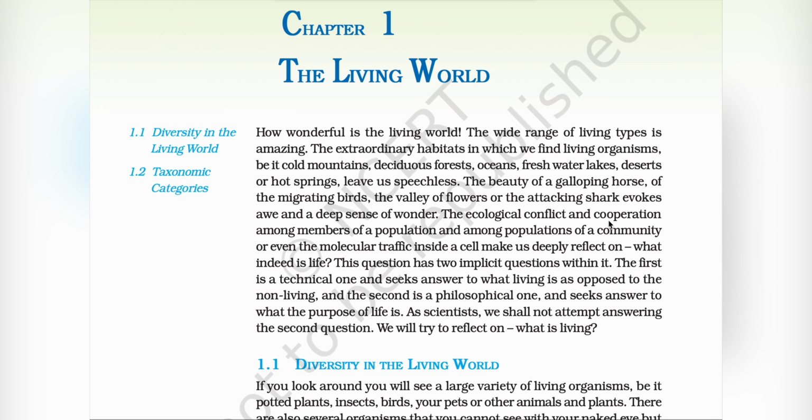The ecological conflict and cooperation among members of a population and among populations of a community, or even the molecular traffic inside a cell, make us deeply reflect on what indeed is life. This question has two implicit questions within it. The first is a technical one and seeks an answer to what living is as opposed to the non-living, and the second is a philosophical one and seeks an answer to what the purpose of life is. As scientists, we shall not attempt answering the second question. We will try to reflect on what is living.